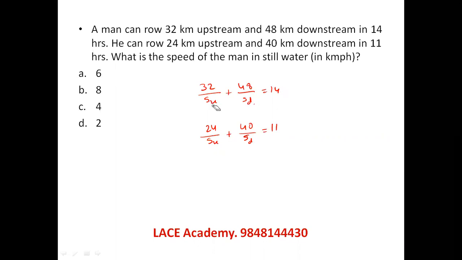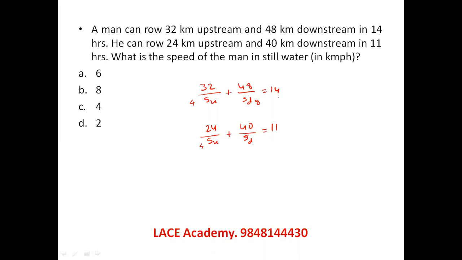So let us verify with some options which can actually divide 32, and upstream speed is a smaller value than downstream speed. So I take an option of 4, because if I take an option of 2, here itself it is 16, but here only 14 can come. So if I take this as 4, 32 by 4 is 8. Here it should be 6. For getting 6 here, downstream speed should be 8. Let us see if 4 and 8 work here also.